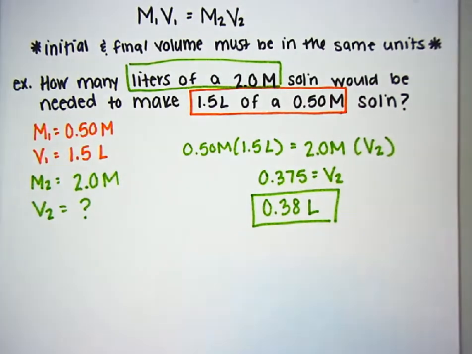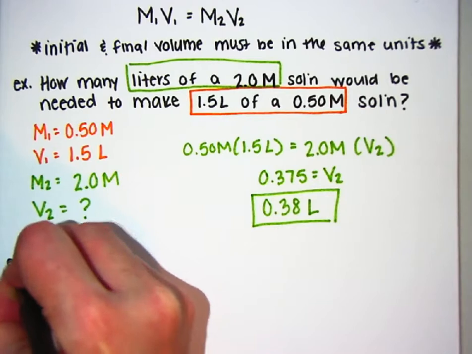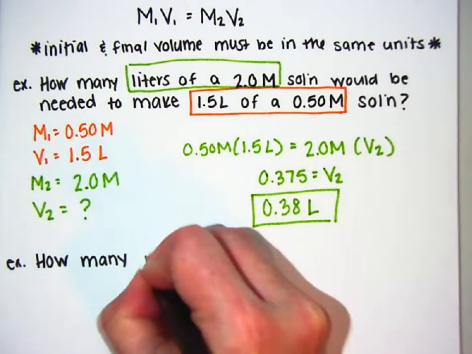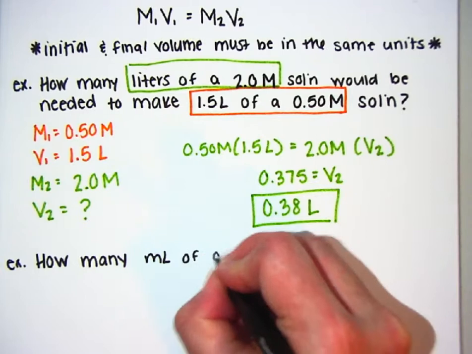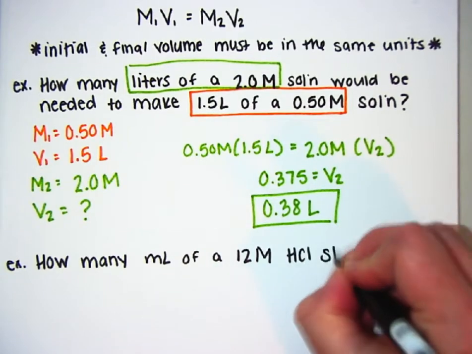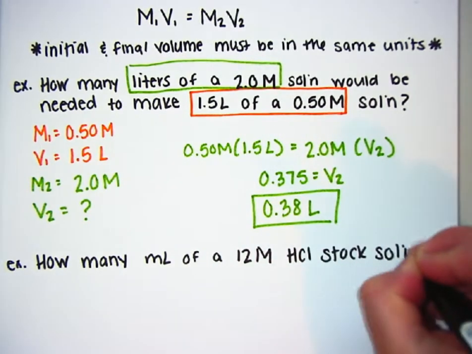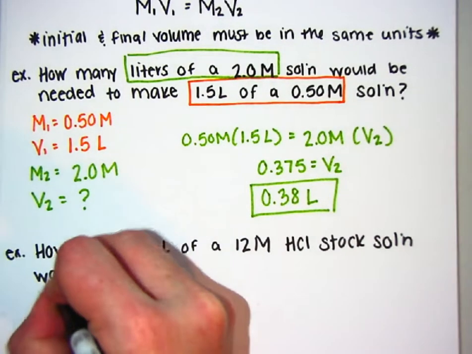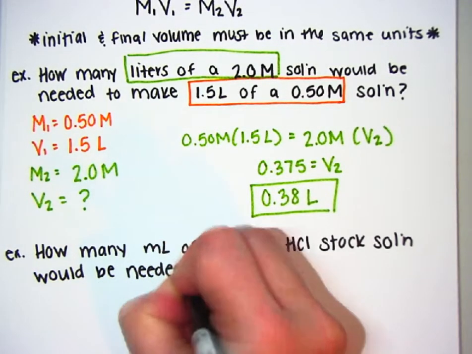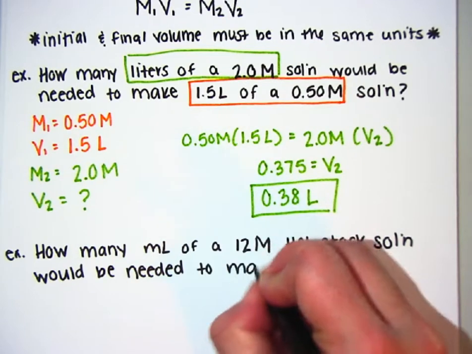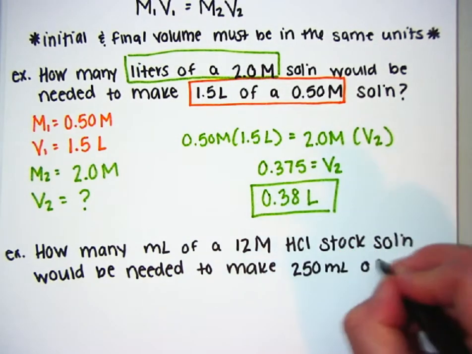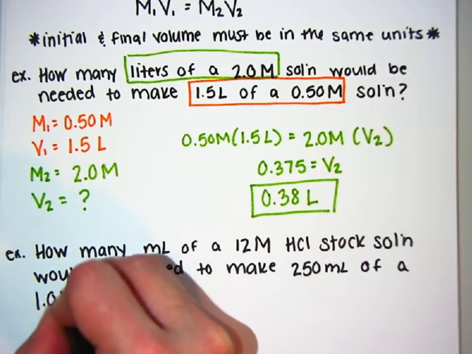Let's try one more. How many milliliters of a 12 molar hydrochloric acid stock solution would be needed to make 250 milliliters of a 1.0 molar solution?